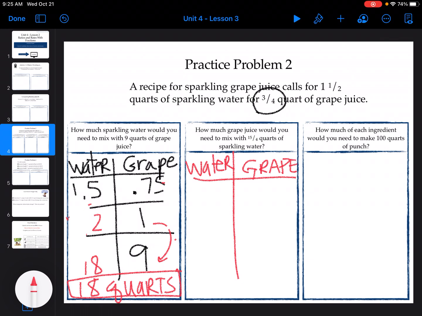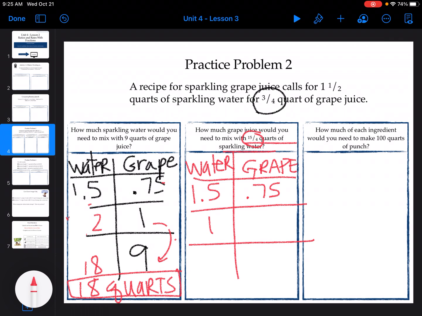I've got water and grape. I know that my ratio is 1.5 to 0.75. I know that I have to find, because they're looking for quarts of sparkling water, I need to know for 1, so then I can find 15 divided by 4. So in my calculator, I'm doing 15 divided by 4 because I want to change it into a decimal.